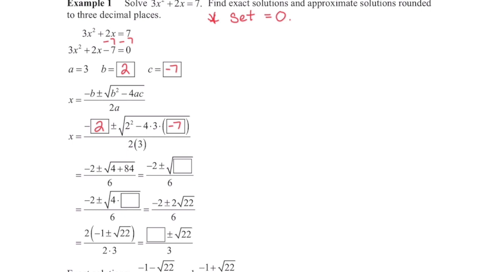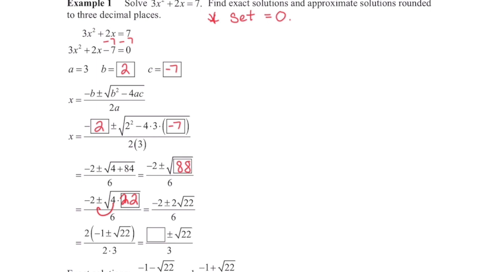We can now use the order of operations to simplify. Negative 2 plus or minus the square root of 4 plus 84, which is negative 4 times 3 times negative 7. Well, 4 plus 84 is 88, and we're going to continue to solve here. I'm going to break apart 88 into 4 times 22 because I can take the square root of 4. Well, when I take the square root of 4, we have 2. Now I'll have negative 2 plus or minus 2 square root 22 all over 6.